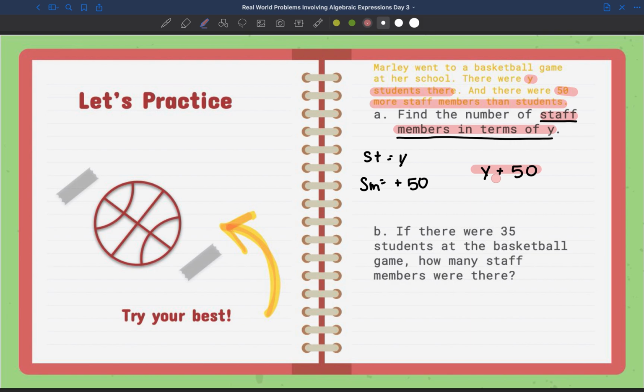Part B is asking us if there were 35 students at the basketball game, how many staff members there were. So we're trying to figure out how many staff members there were. Well, now we know the value of our variable, y equals 35, and we use this algebraic expression right here to find out how many staff members there were. So y plus 50. If you want to go ahead and stop the video and try answering part B on your own, we'll come back together and see if we have the same answer.